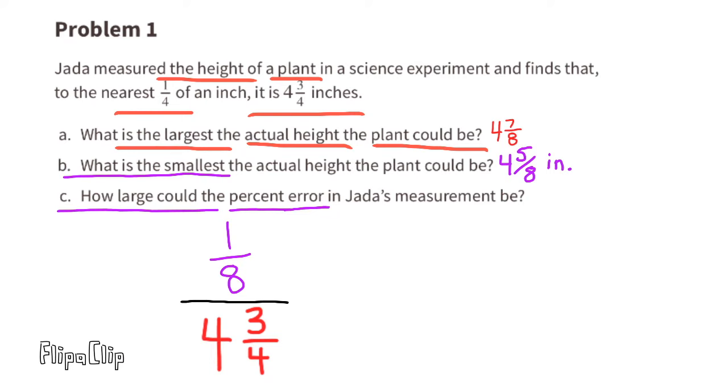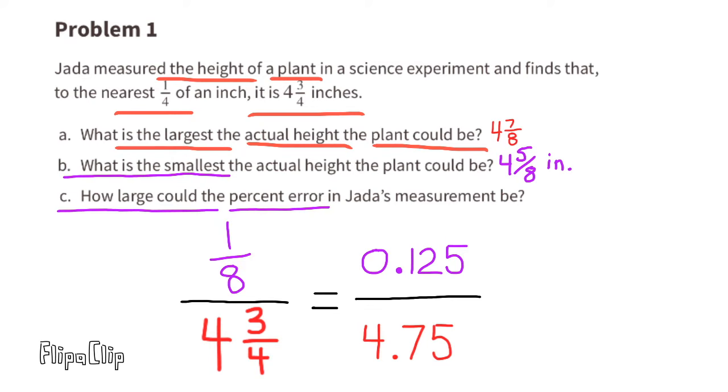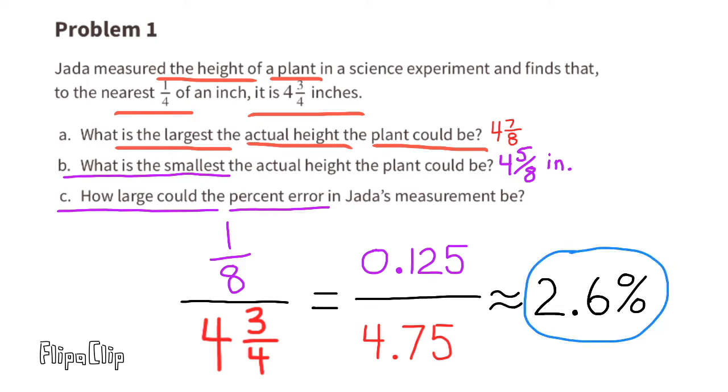1/8 divided by 4 3/4. That'll tell us how large the percent error would be. We can do this using decimals. 1/8 is equivalent to 0.125 divided by the decimal equivalent of 4 3/4, which is 4.75. This is approximately 0.026, and to write this as a percent, it would be approximately 2.6%. That means that the largest the percent error could be in Jada's measurement would be 2.6%.